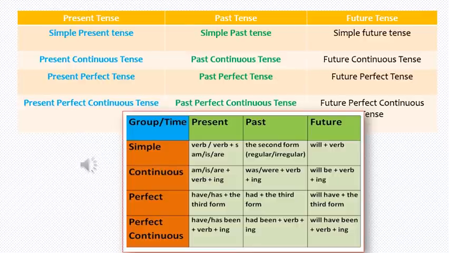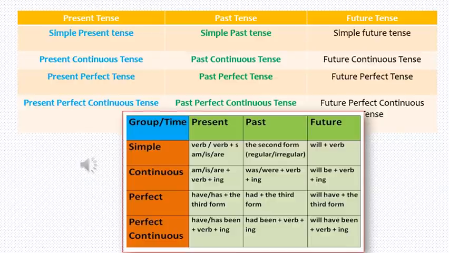Okay, and the third one is future perfect tense. It is used to refer or describe an event that will be completed sometime in the future before another action takes place. Again, example, I will have completed 10 years of work in August this year. The action will be completed in the nearby future only.